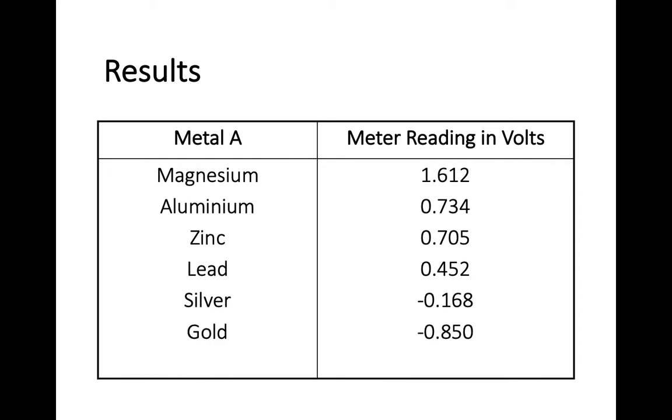As you can see, the further apart from each other they are, the higher the reading on the voltmeter. So magnesium is furthest away, it has 1.612, and lead is the closest, it has 0.52. Now because silver and gold are below copper on the electrochemical series, they have a negative reading.